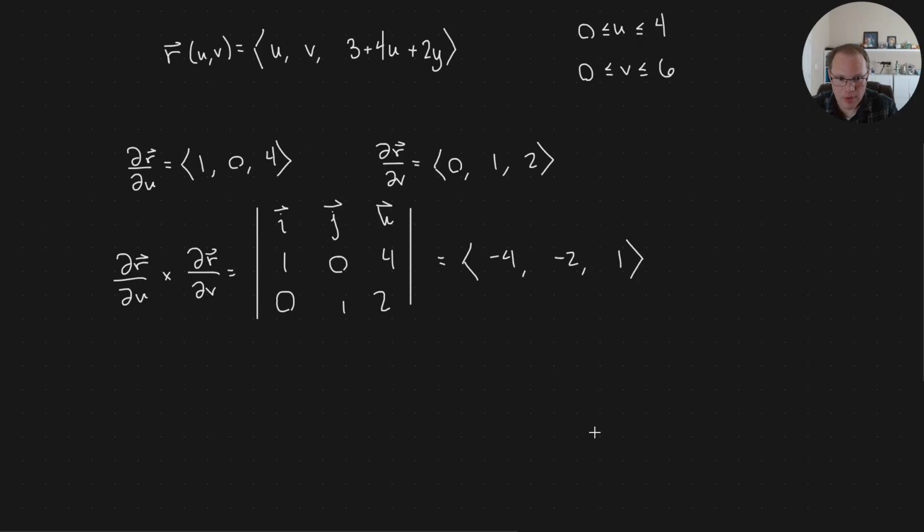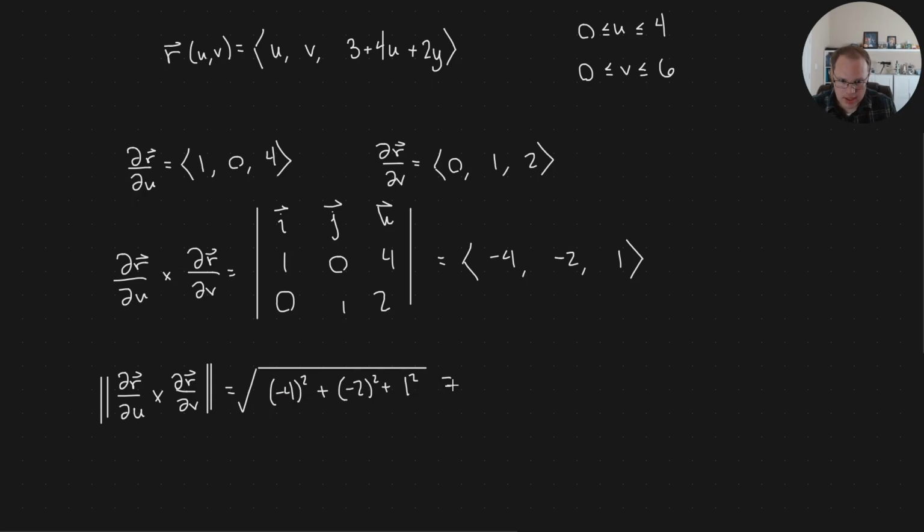Right? I want the norm of that. So the norm of the cross product of my partial derivatives is going to be the square root of the first component squared plus the second component squared plus the third component squared. And I get 16 plus 4 plus 1, square root of 21.